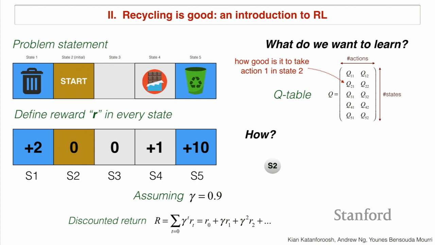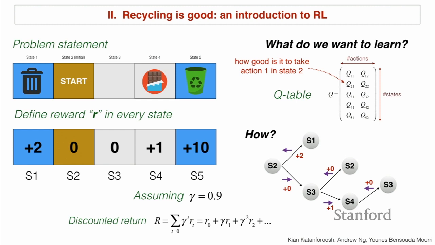We start in S2. In S2, we have two options. Either we go to S1, we get 2, or we go to S3 and we get 0. From S1, we cannot go anywhere, it's a terminal state. But from S3, we can go to S2 and get 0 by going back, or we can go to S4 and get 1. That makes sense? From S4, same.